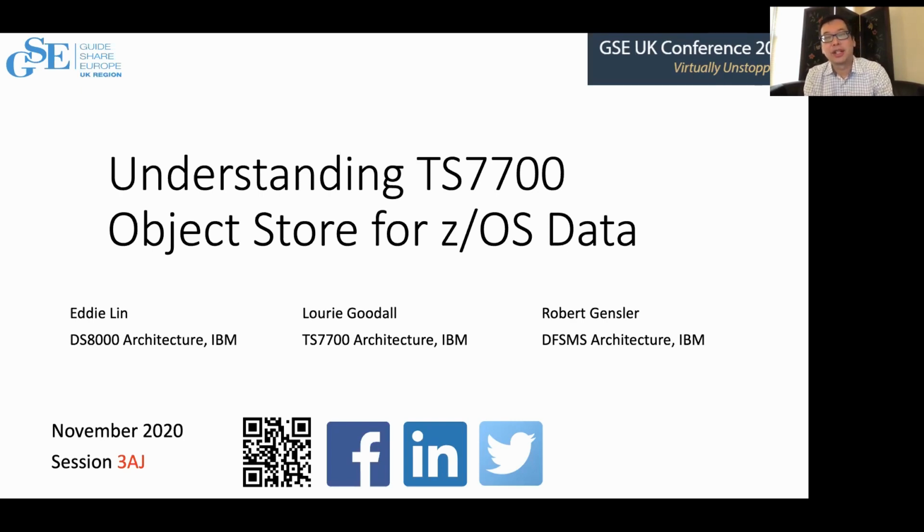My name is Eddie Lynn. I work in DS8000 architecture based out of Tucson, Arizona. I am joined with two of my cohorts in the storage space. I have Lori Goodall. She is also based in Tucson, Arizona. She is an architect in the TS7700 virtual tape product. And I'm also joined with Robert Gensler. He is the DSS product owner, as well as an architect in DFSMS. So the three of us will be going over understanding using a TS7700 as an object store for zOS data. The session number is 3AJ. And we're going to go ahead and get started.